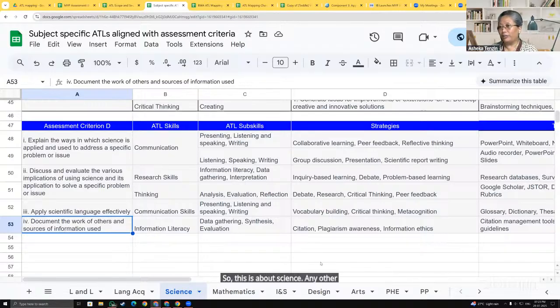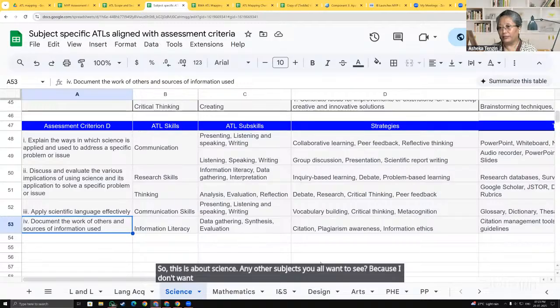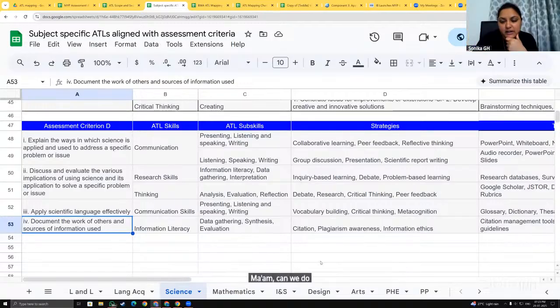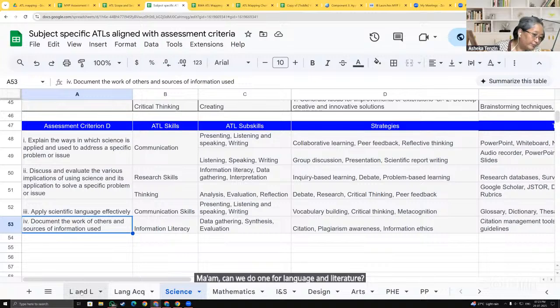Any other subjects you all want to see? Because I don't want to go through each and every subject. Ma'am, can we do one for language and literature? Okay, language and literature it is.